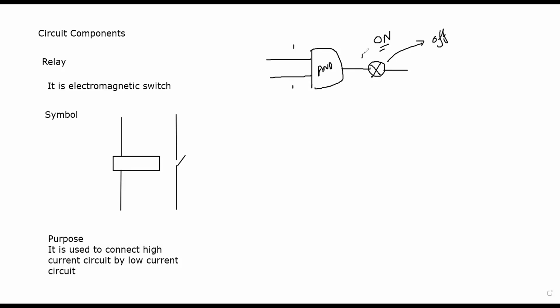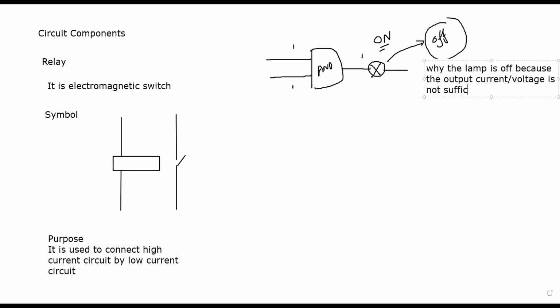And for logic gates, normally the voltage and the current produced by these logic gates is small. So what happened? 1 and 1, the output should be 1, so the lamp should be on, but when we observe it, it is off. Why is the lamp off? Because the output current or the voltage is not sufficient to light up this lamp.